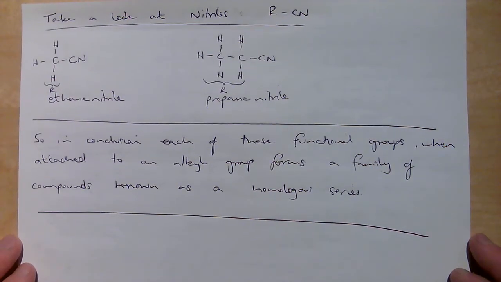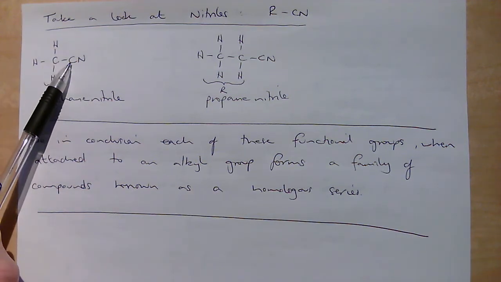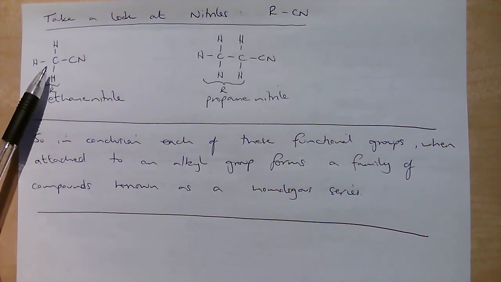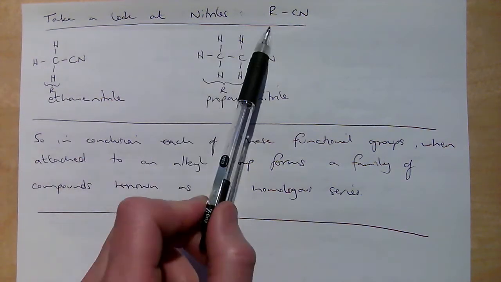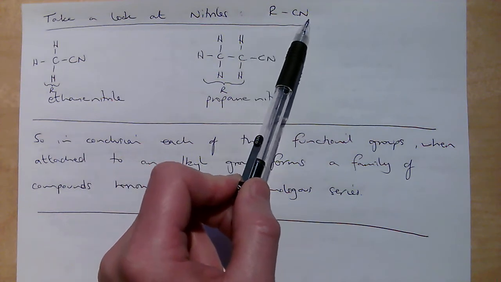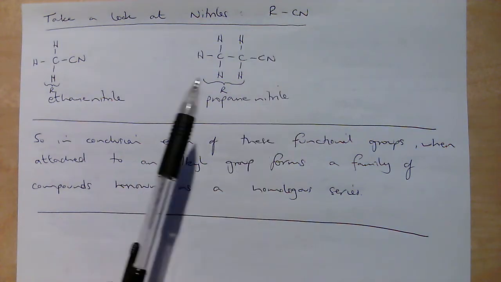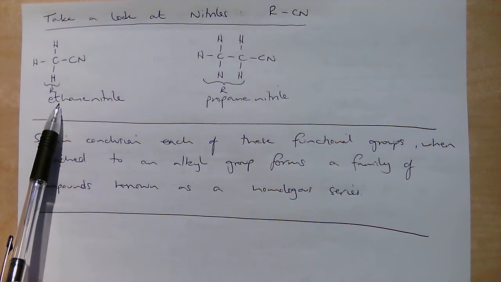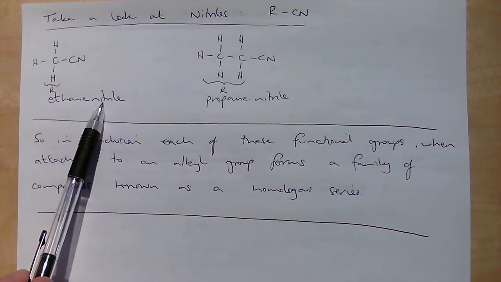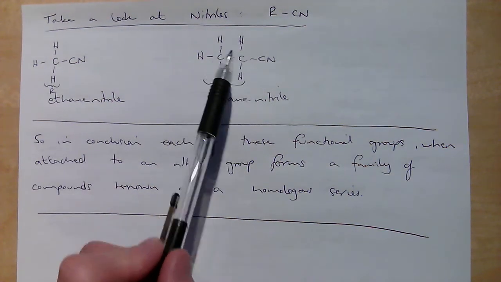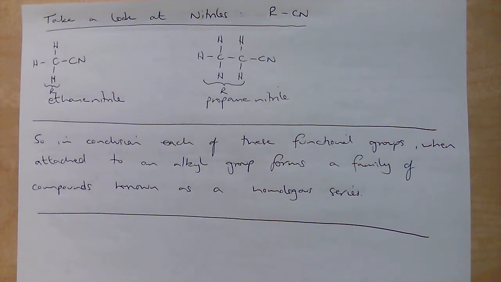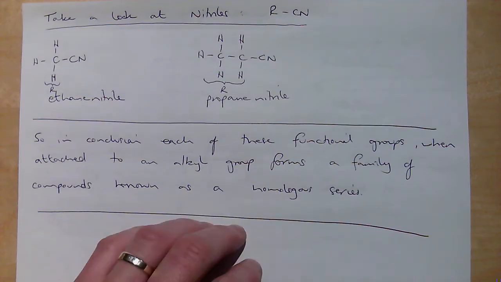Okay, nitriles are always a good one to remember, because again the carbon of the functional group is included in your carbon chain length. So we can represent nitriles by RCN. CN is the functional group of the nitrile. So meth, eth, that's ethane nitrile. Meth, eth, prop is propane nitrile. So in conclusion then, each of these functional groups, when attached to an alkyl group, forms a family of compounds known as a homologous series.